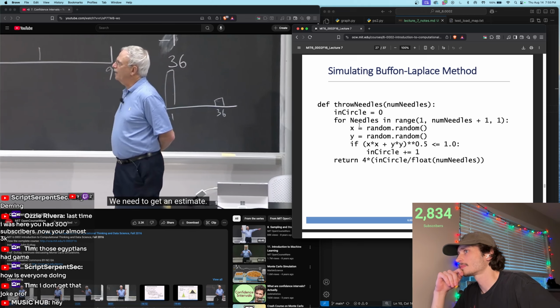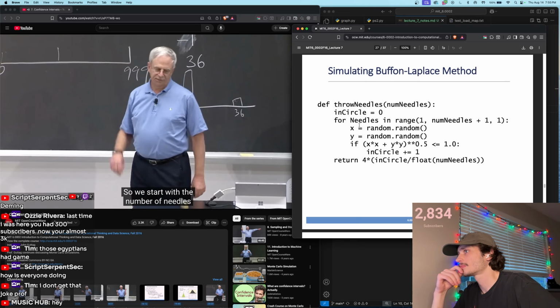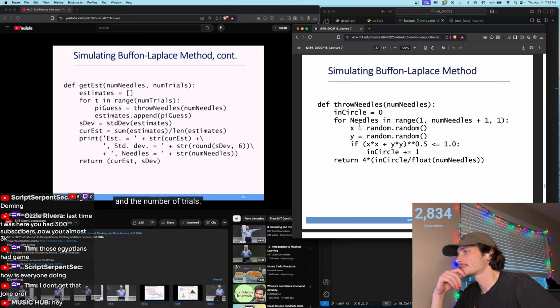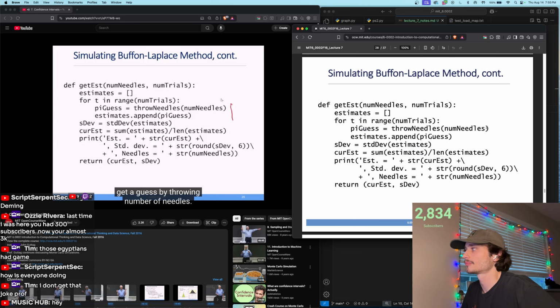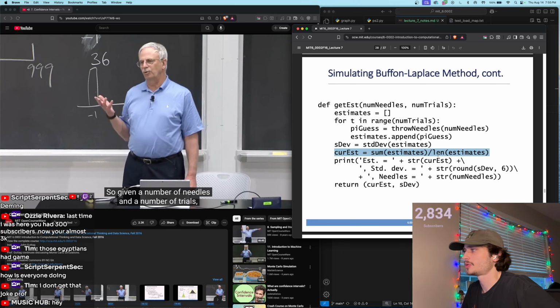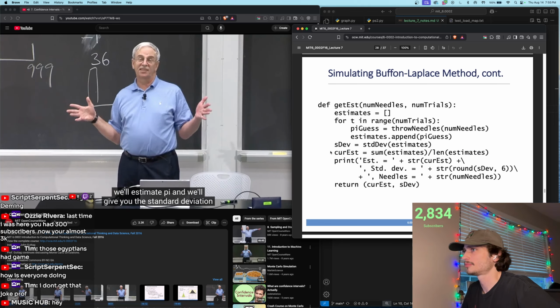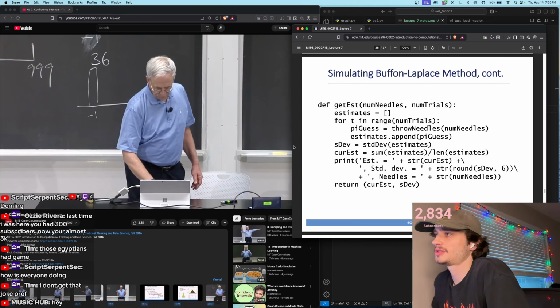Now comes an interesting part. We need to get an estimate. So we start with the number of needles and the number of trials. For t in range number of trials, we'll get a guess by throwing number of needles. And then we'll append that guess to our list of estimates, for every trial. We'll then compute the standard deviation. Get the current estimate, which will be the sum of the estimates divided by the len of the estimates, just the mean of the estimates. And then we'll print it. So given a number of needles and a number of trials, doing it a bunch of times and getting an estimate, we'll average pi, and we'll give you the standard deviation of that estimate. So we're getting a sample on our population. We're averaging the means of the means.